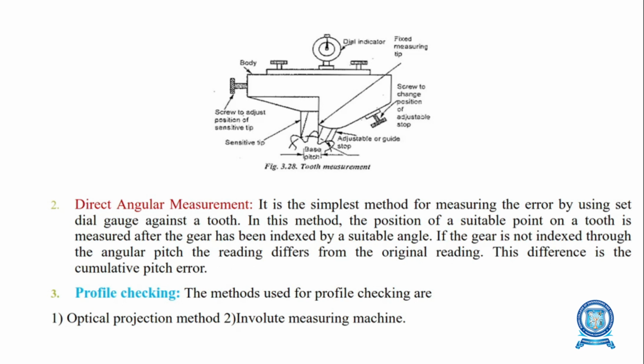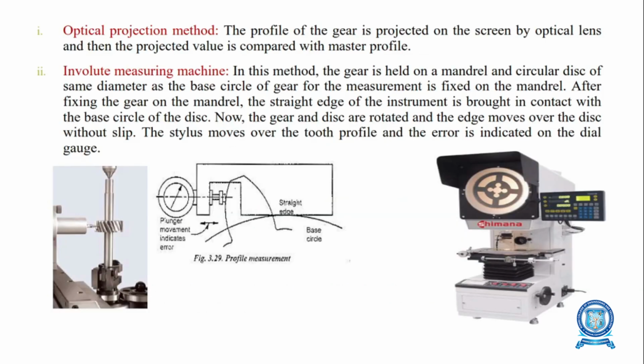The next one is profile checking. In profile checking, there are two different types: one is the optical projection method and the other is the involute measuring machine.